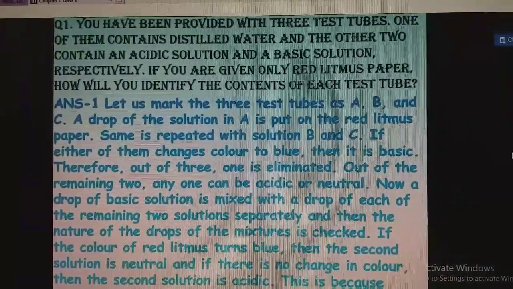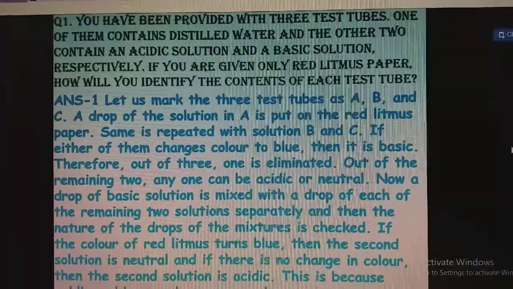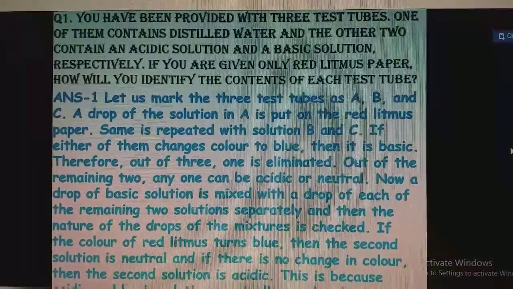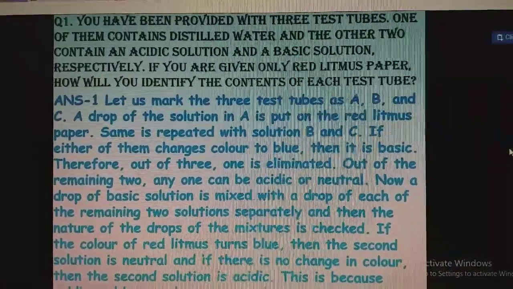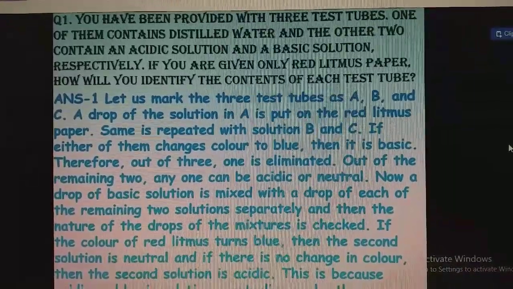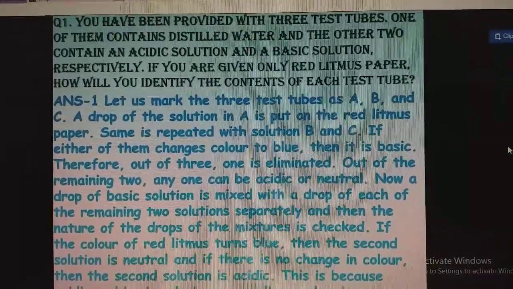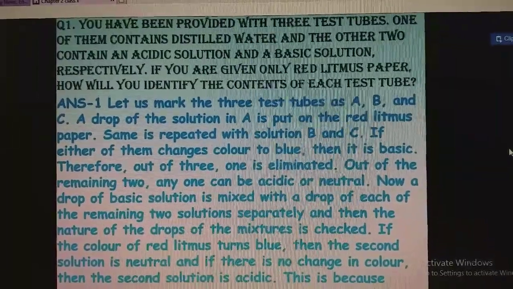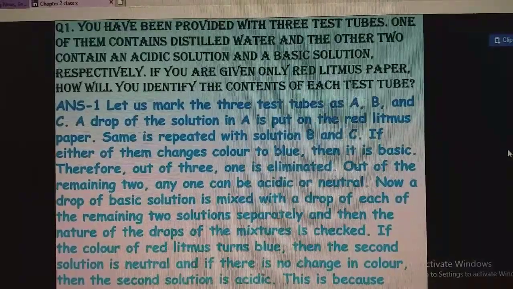So here is the answer given. Let us mark the three test tubes A, B and C. A drop of the solution A is put on the red litmus paper. The same is repeated with B and C. If either of them changes the color to blue, then it is basic. Therefore, out of three, one is eliminated, and out of the remaining two, one can be acidic and the other neutral.